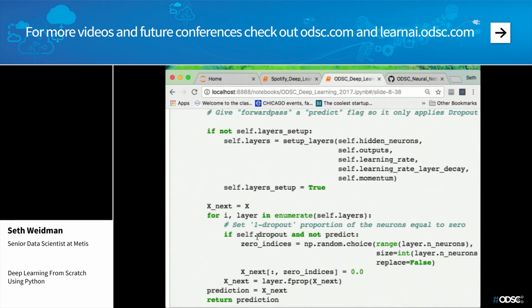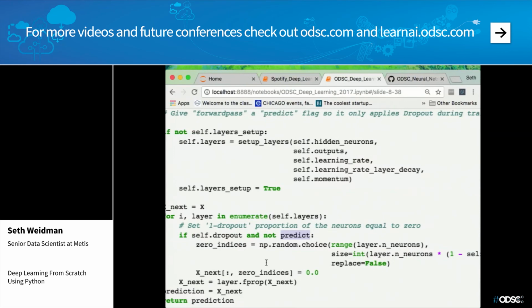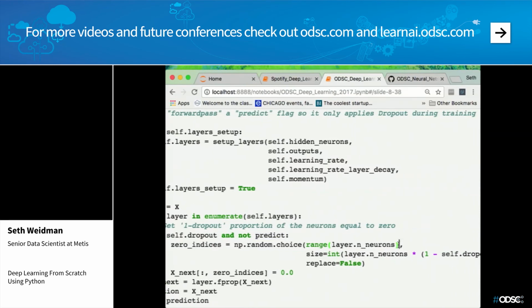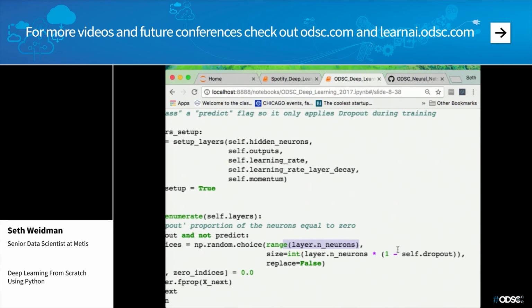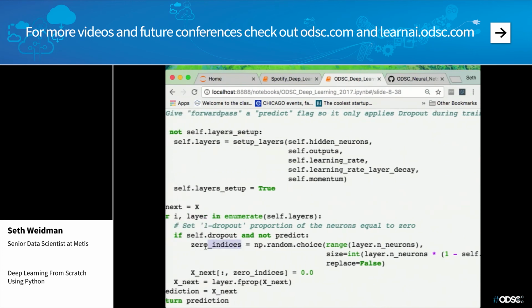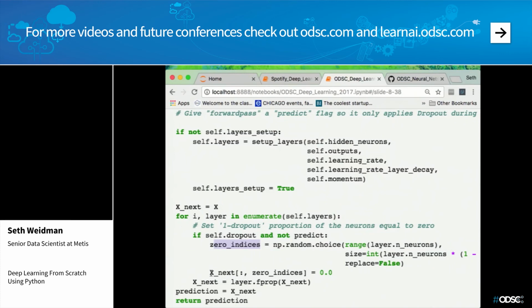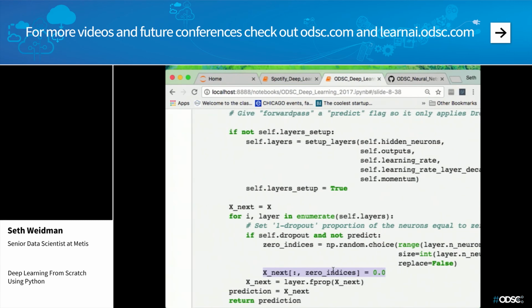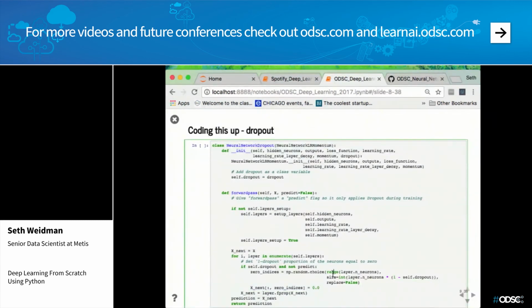So what would you actually do? If you have dropout in your neural net and you're not predicting, and predict is an argument in the forward pass function, what do you do here? You randomly choose a proportion of the neurons in that layer. The proportion is 1 minus dropout, to be your 0 indices. And then you set them equal to 0. Makes sense? This stuff that might seem complicated or seem like it's magic going on under the hood, it's not. It's just simple manipulations of matrices and stuff like that.